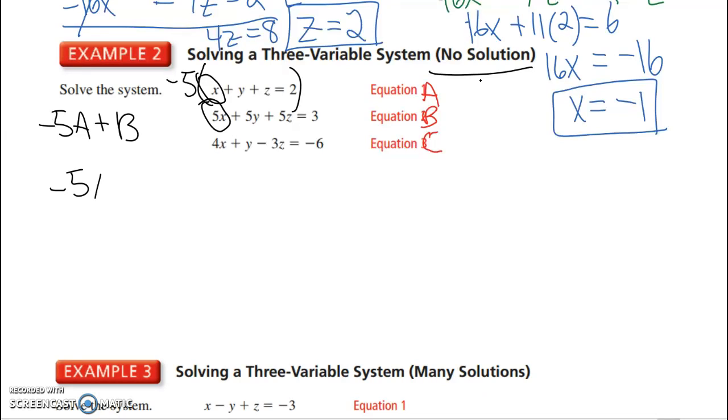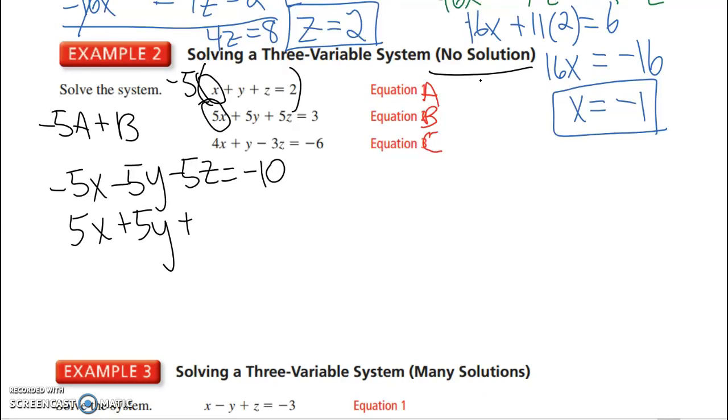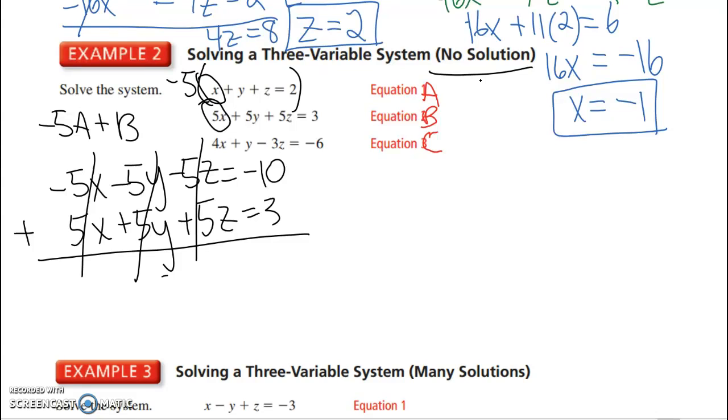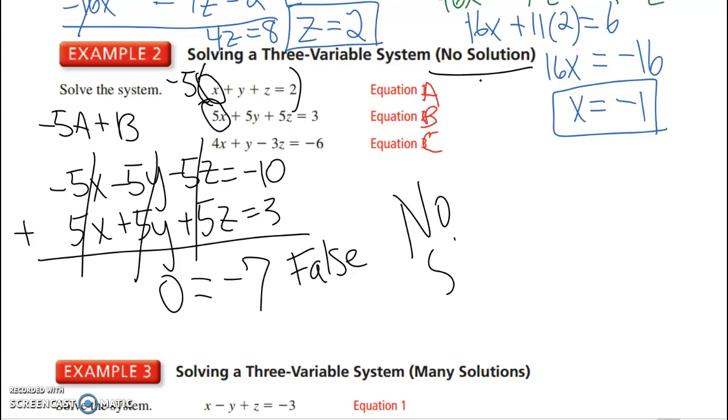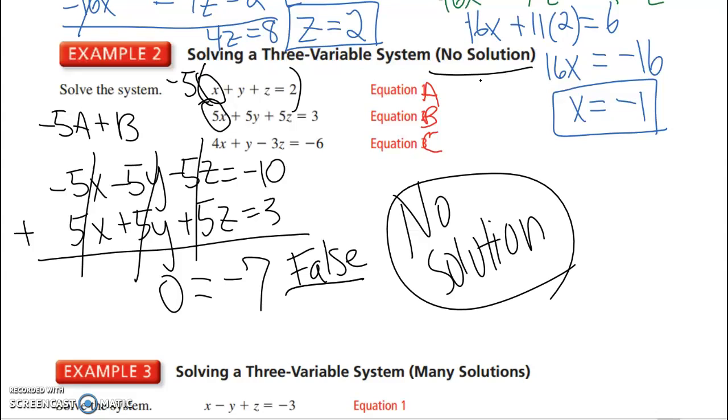That will be -5x minus 5y minus 5z equals -10. That's -5A, and then I have 5x plus 5y plus 5z equals 3. So if I add these all up, the x's go away, the y's cancel, and the z's cancel, so I'm left with 0. And then on the other side, I'm left with -7. So 0 is not equal to -7. This is a false statement. Therefore, there's no solution. You don't have to do any more work. This system has no solutions because it's a false statement.